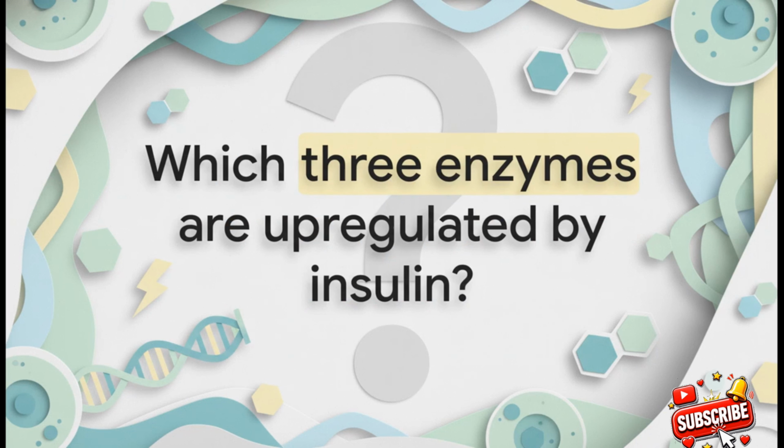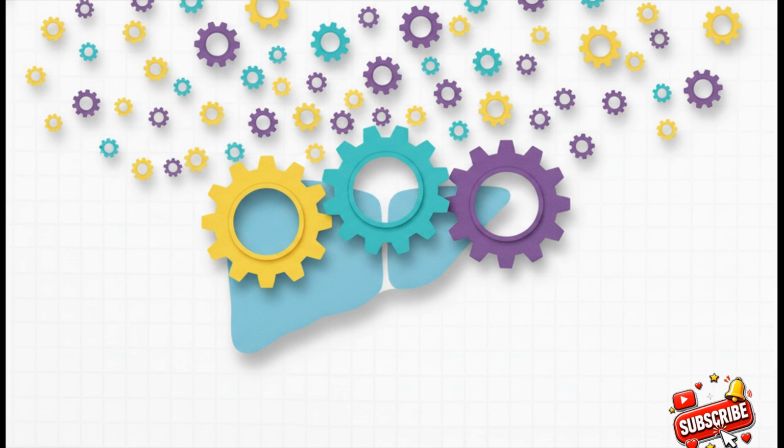Moving on to a direct recall question, which 3 specific enzymes are upregulated by long-term insulin exposure, and exactly what is the typical fold increase in their synthesis? A consistent high-carb diet primes the liver by triggering a massive 10 to 20-fold increase in our 3 irreversible gatekeepers: glucokinase, PFK1, and pyruvate kinase.